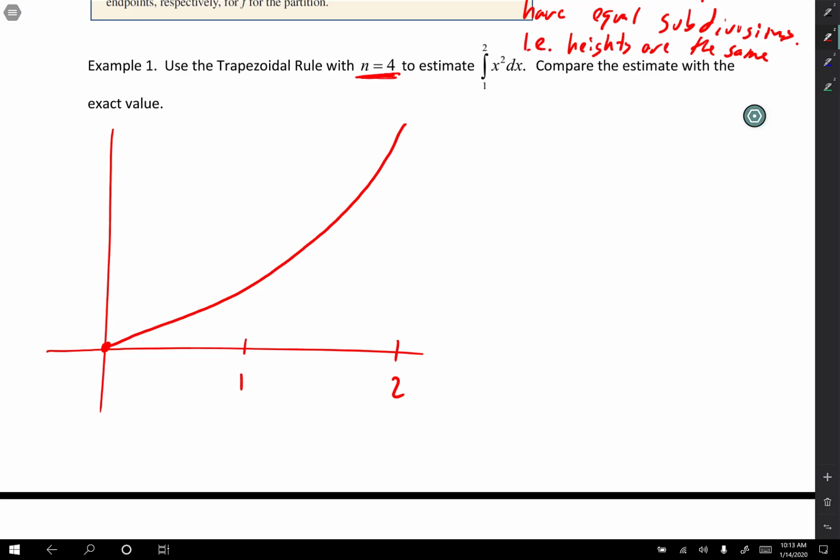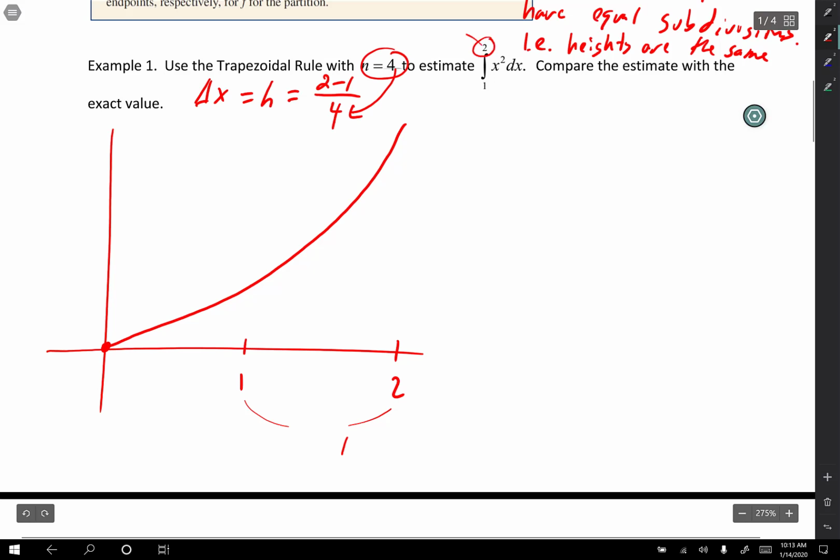So how do I find my quote-unquote height? Well, if I have 4 trapezoids, this distance is 1, so 1 divided by 4 is 1/4. That's going to be your height, guys. I'm going to say change in x, which happens to be the height, equals 1/4. Let me write it in more detail: 2 minus 1, over 4, because of that 4 right there. Upper, lower. There. How do we feel so far?